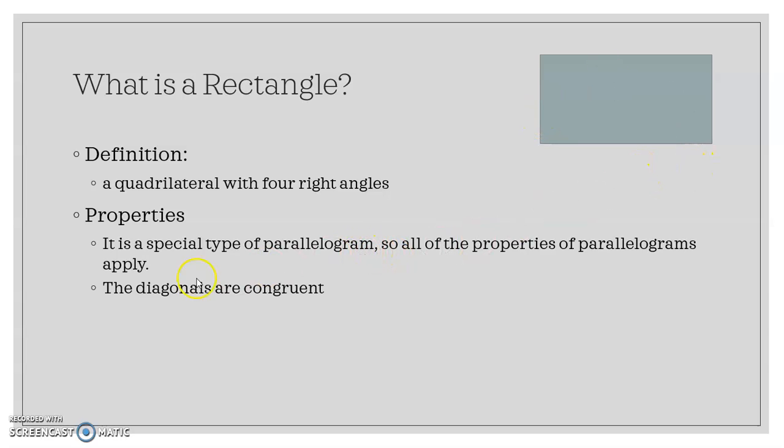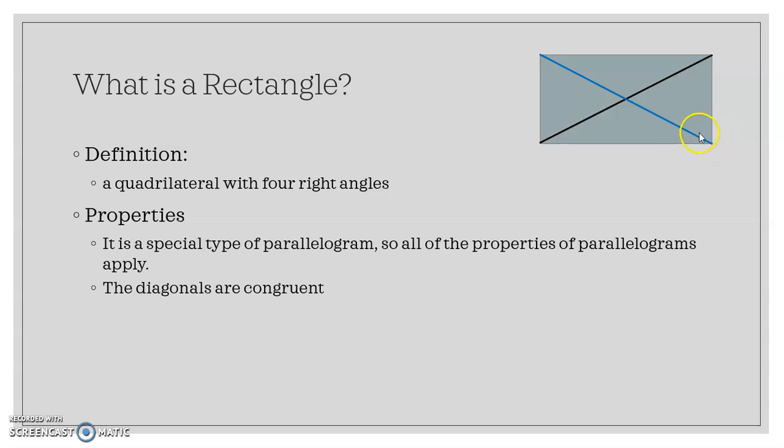Now, the properties of a rectangle is that it's a special type of parallelogram. This means that all of those parallelogram properties that we just reviewed apply to rectangles. All of them. Every single one. The other interesting thing about rectangles is that the diagonals are congruent. Okay, so that means that the total length of this black diagonal is equal to the total length of the blue diagonal.